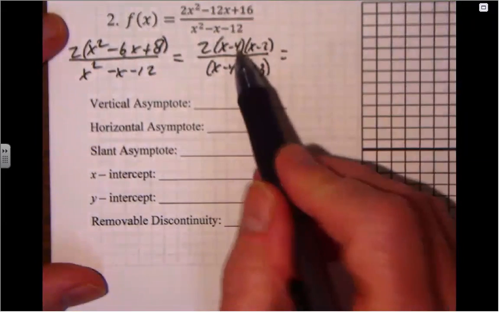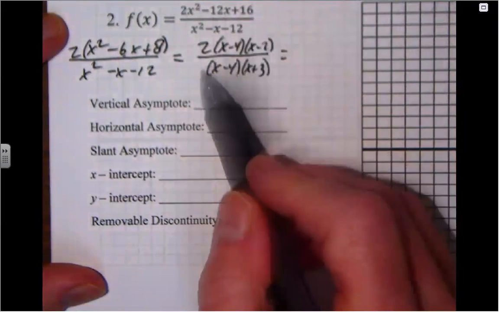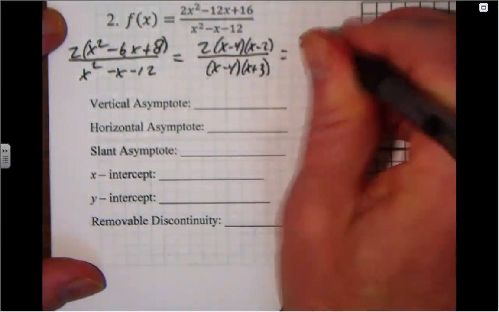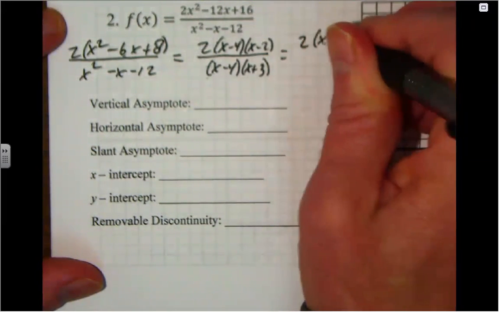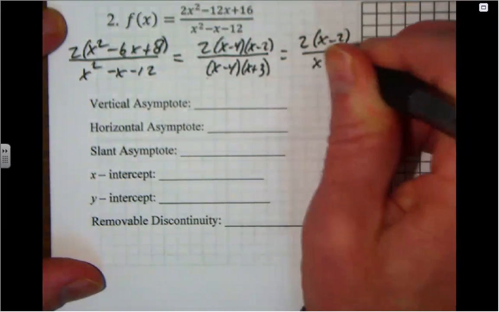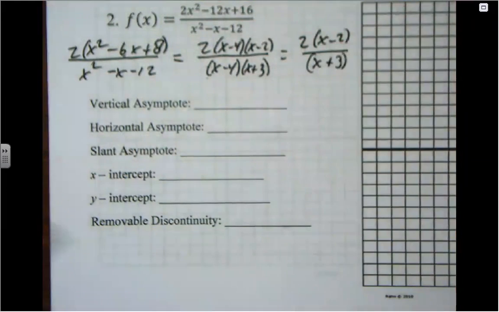Now look what happens here. My x minus 4s cancel out. So I'm just left with 2 times x minus 2 and x plus 3 on the bottom. And now we just start cooking.